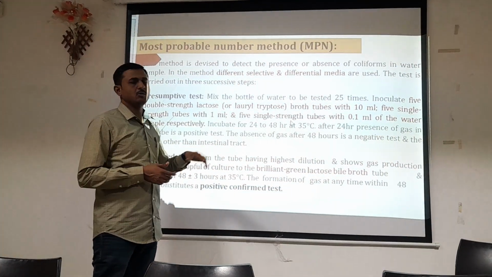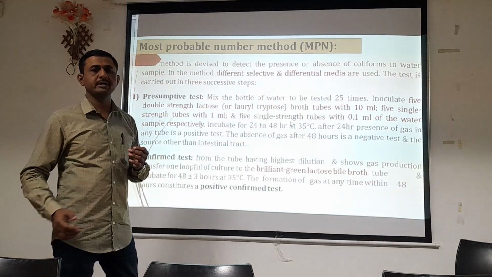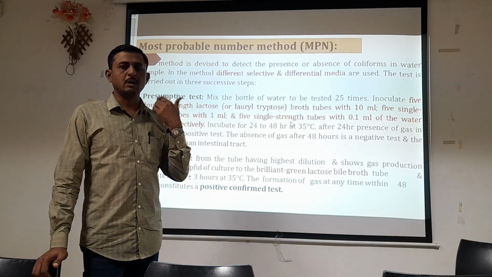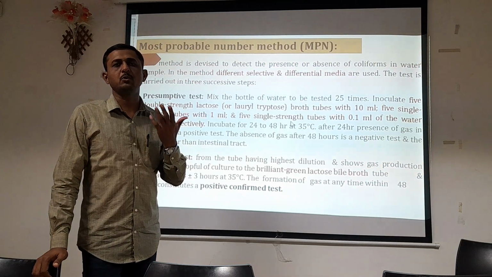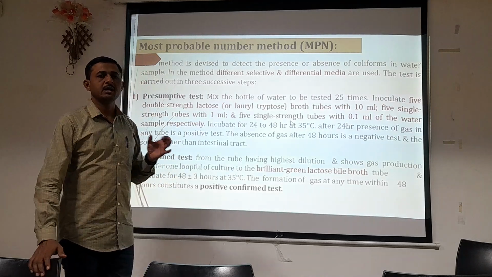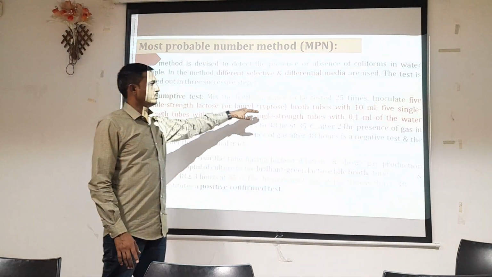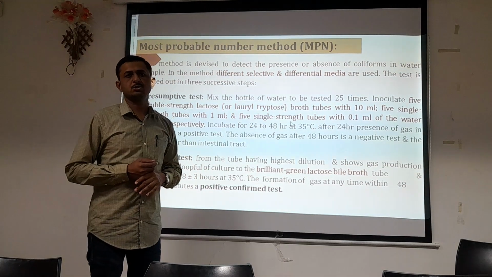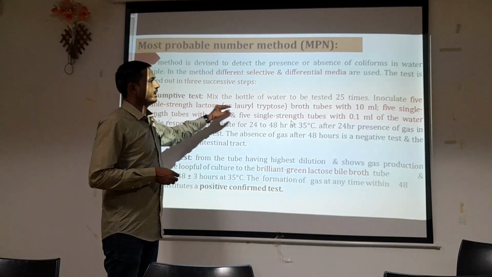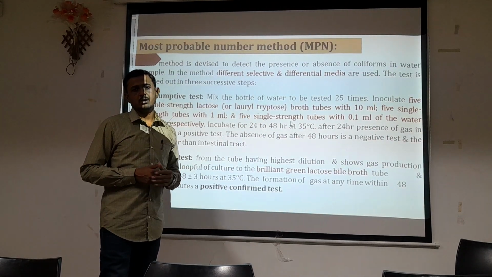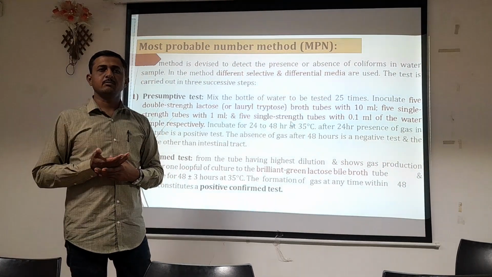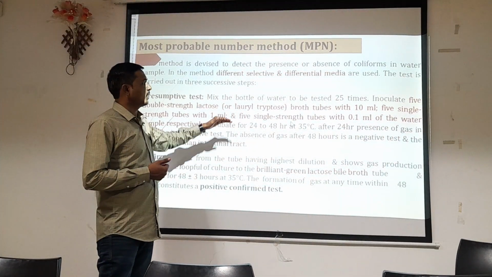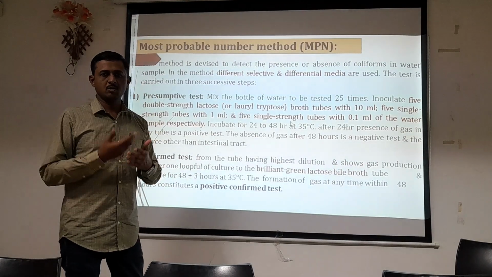For double strength, you just double the concentration. Suppose 1 gram of lactose broth is used to prepare 100 ml of media, then you have to double the concentration, that means you add 2 grams of media in 100 ml of water. That becomes double strength lactose broth. You double the concentration because you are inoculating a large volume of water sample into the media. As the number of organisms that may be present in the water sample is larger, for their survival you require a higher concentration of media.